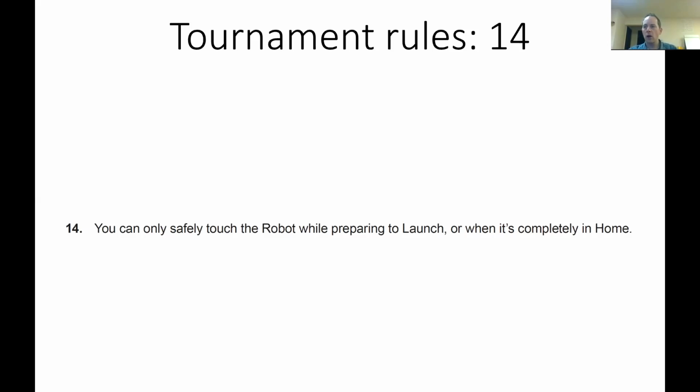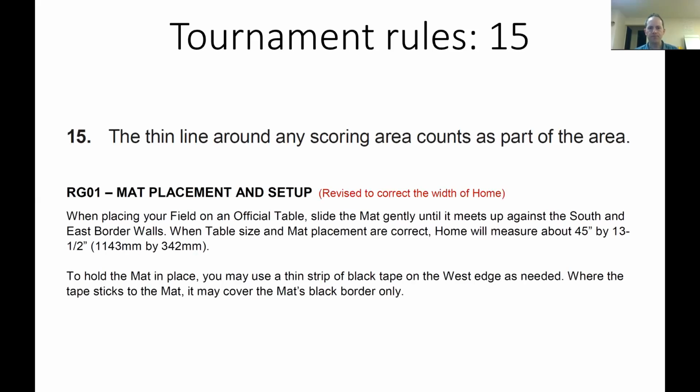You can only safely touch the robot while preparing to launch or when it's completely in home. We'll get to the distinction between home and launch later. You can touch it while it's outside of the home or launch area, but you'll take a reduction in the number of precision points. And we'll get to that later. The thin line around any scoring area counts as part of the area, and that includes up to the outside boundary of the line. So basically, the full thickness of the thin line around the scoring area counts as part of the area.